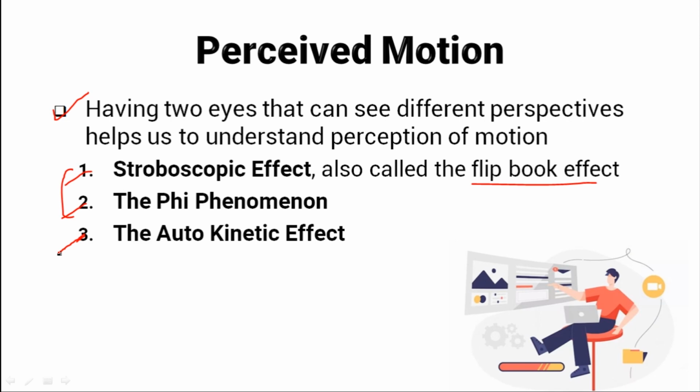The autokinetic effect shows us how our eyes team up to make us think something is moving when it is actually still. So, just like how a flip book creates the illusion of motion by quickly flipping through still pictures, the autokinetic effect tricks us into thinking something is moving when it's actually not. Our eyes and brain are pretty amazing at making us see things that are not really there.